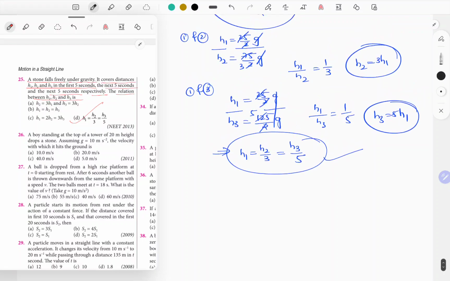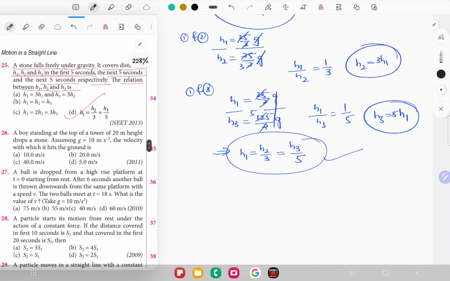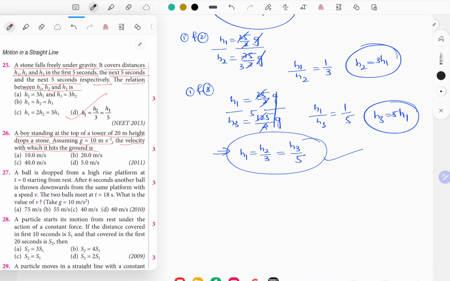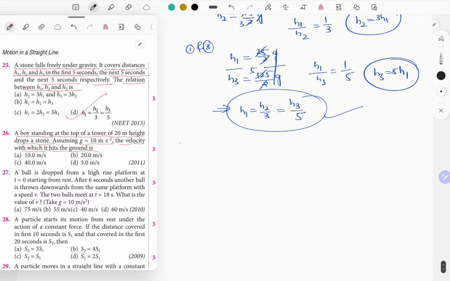Look at question number 26. So what's the question they're asking? A body is standing at the top of a tower of height 20 meters, drops a stone. Assuming g is equal to 10 meter per second square, the velocity with which it hits the ground. Super. Observe the terminology carefully. Question number 26.